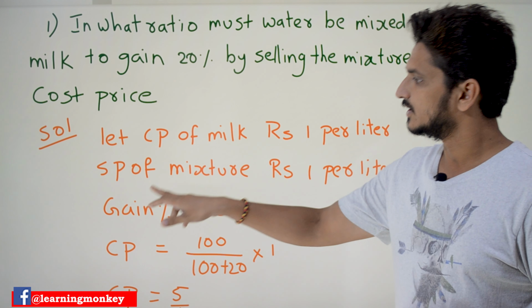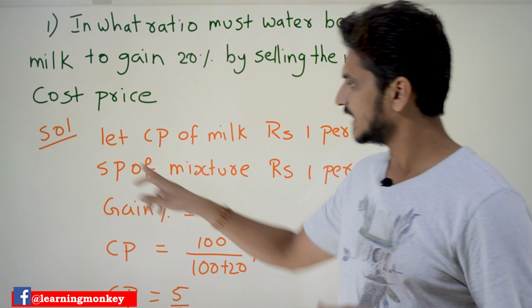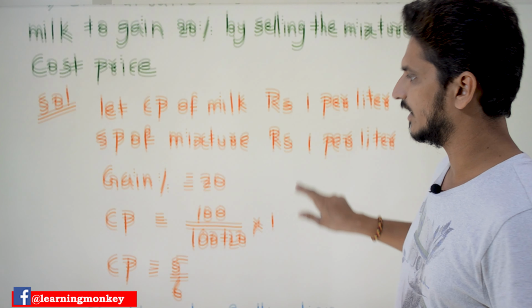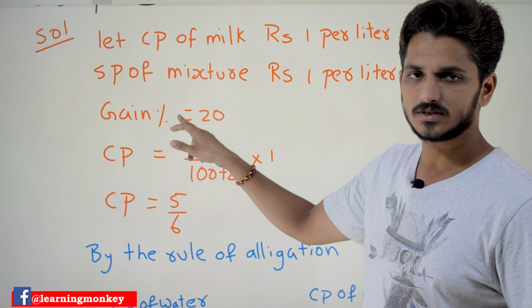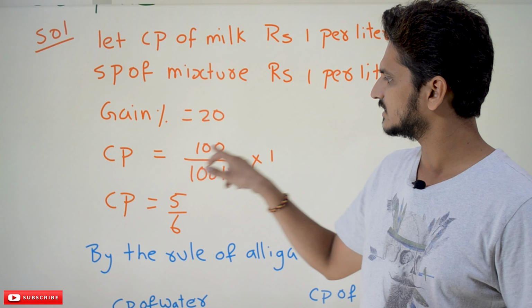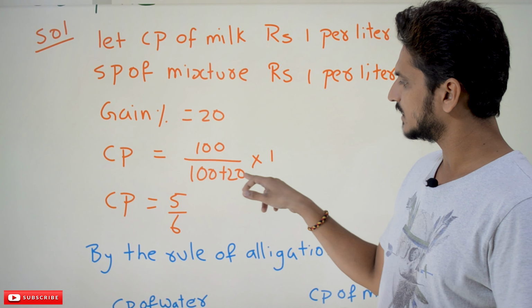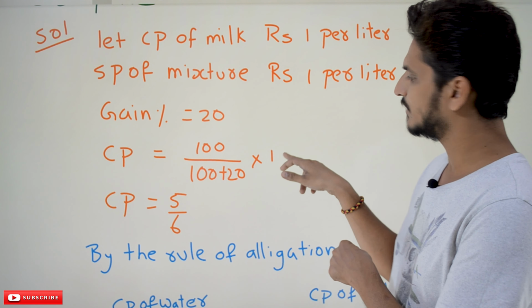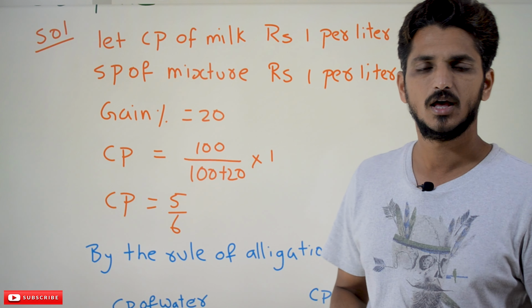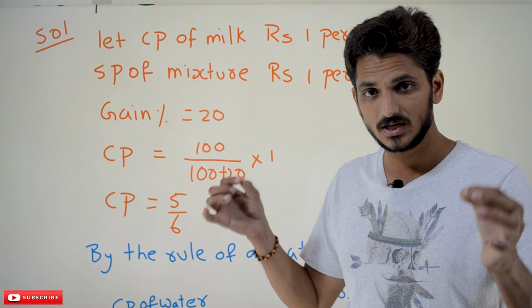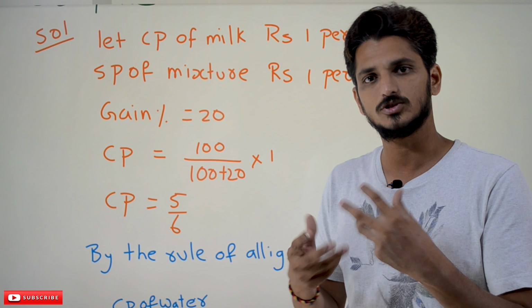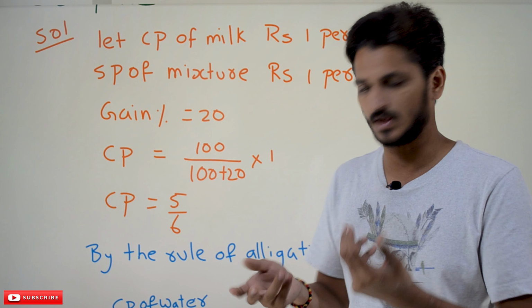So from profit and loss, the selling price of the mixture is rupees 1 per liter, and the gain percent is given. Cost price is 100 by 100 plus the gain percent, 20, multiplied by the selling price. You are going to get the cost price: 5 by 6. So you have both ingredients' cost prices and the cost price of the mixture, which we call the mean price.